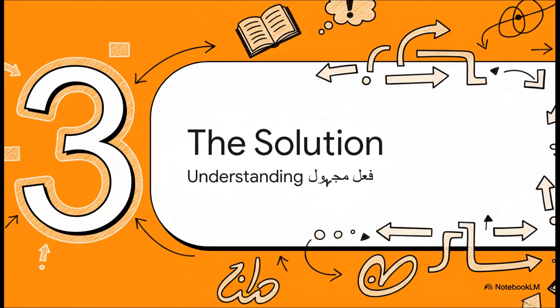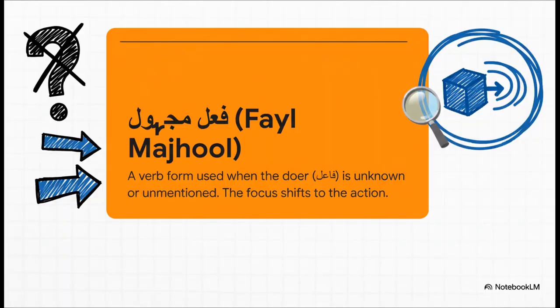And you know what? Arabic grammar has this incredibly elegant solution for this exact problem. It's called the passive voice. This is our Fe'l Majhool, which, get this, literally means the unknown verb. So the Fe'l Majhool is the special tool we pull out in these situations. Its entire job is to shift our focus. We stop caring about who did the action because maybe we don't know, or it's just not important. Instead, we focus completely on the action itself and what was done.